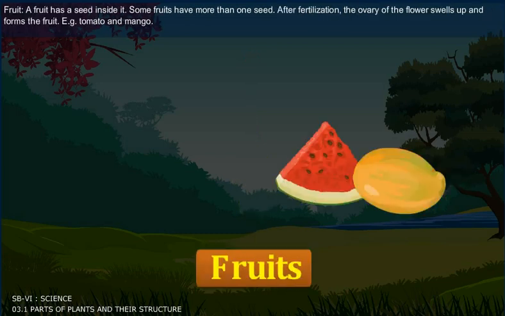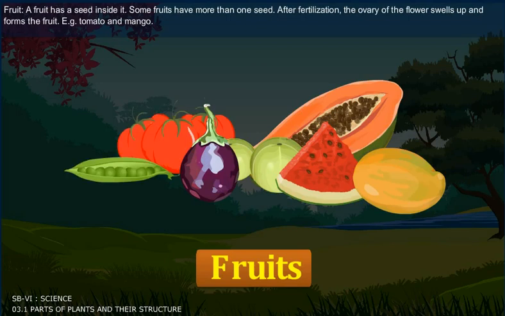Fruit. A fruit has a seed inside it. Some fruits have more than one seed. After fertilization, the ovary of the flower swells up and forms the fruit. For example, tomato and mango.